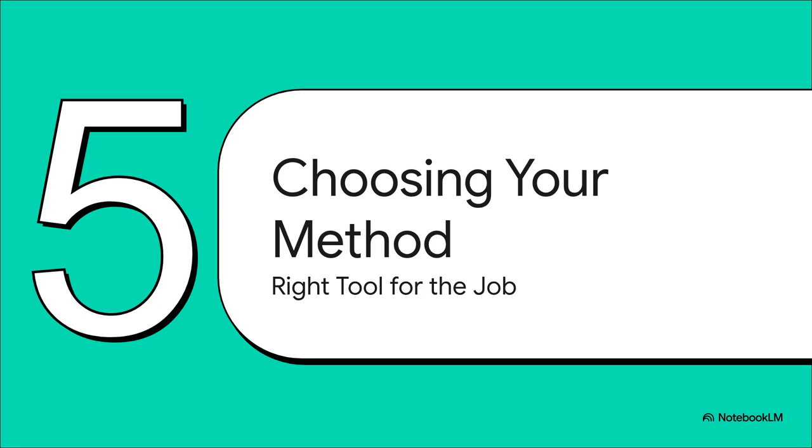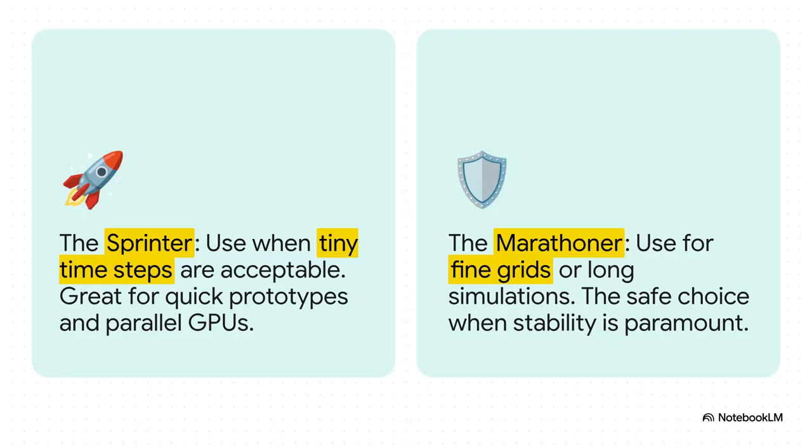Well, like with so many things, it really just comes down to using the right tool for the job. I like to think of it like this. FTCS, the explicit method, is a sprinter. It is incredibly fast over short distances. It's perfect for quick tests, simple problems, or when you can run millions of tiny little steps all at once on something like a GPU. BTCS, the implicit method, that's your marathon runner. It is built for the long haul. You use this one when you need to simulate something for a long time, or when your grid is super fine, or anytime stability is the absolute number one most important thing.